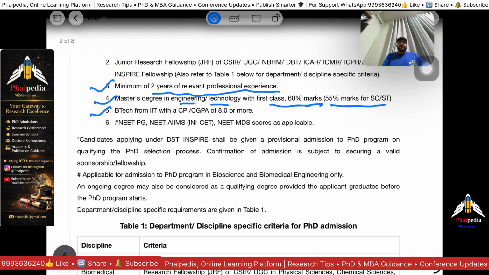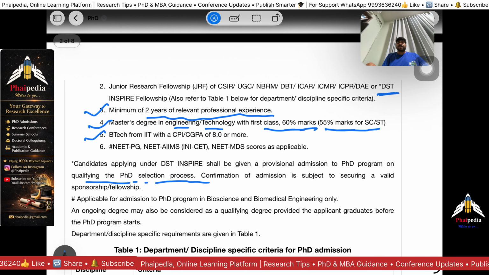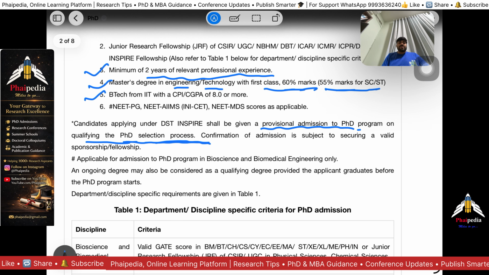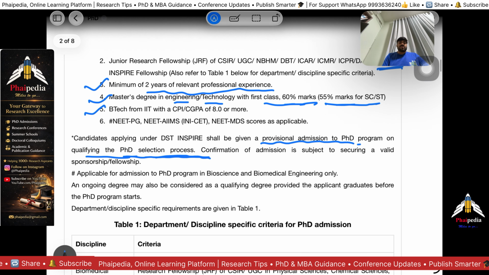Also, candidates applying under the DST Inspire shall be given a provisional admission to the PhD program on qualifying the PhD selection process. So here you are talking about the DST. So the provisional admission will be given to those candidates for the PhD program, but after qualifying the PhD selection process. Applications for admission to the PhD program in bioscience and biomedical engineering only. So the NEET PG is required for these only. Like this is acceptable only for this domain or discipline if you are applying.